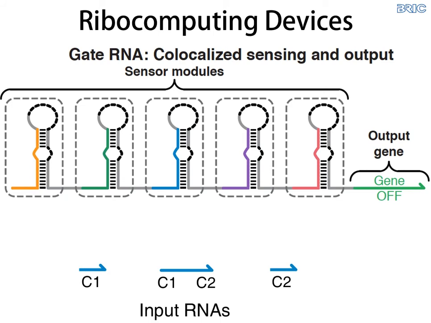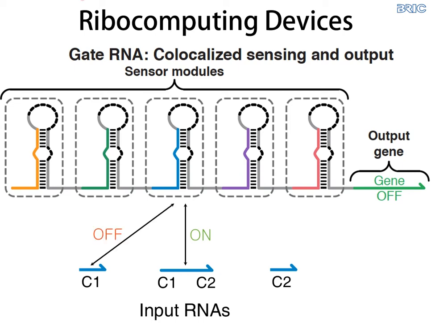So we talked about the OR gate, but what about an AND gate? We can think of it like this. You can think of this input RNA conceptually as two different domains: the 5' part as C1 and the 3' part as C2. If you have a full-length input, then definitely you will be able to turn on the system.